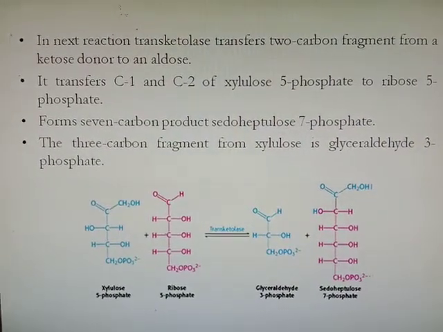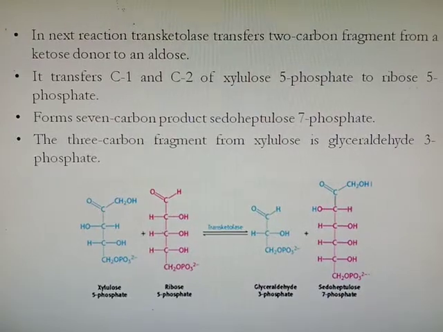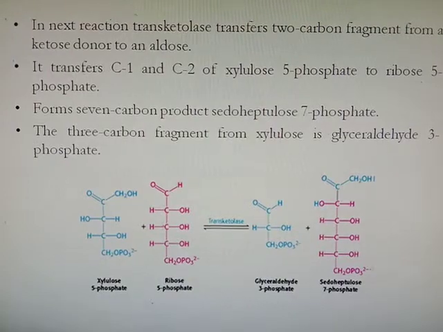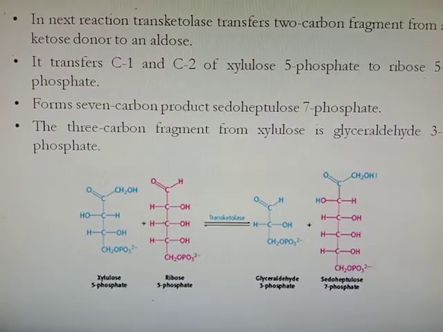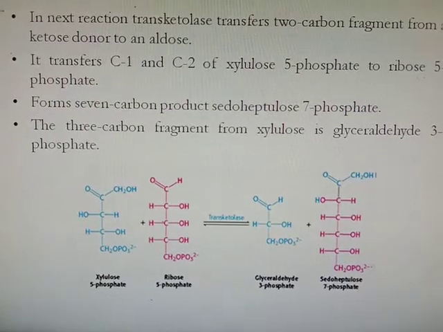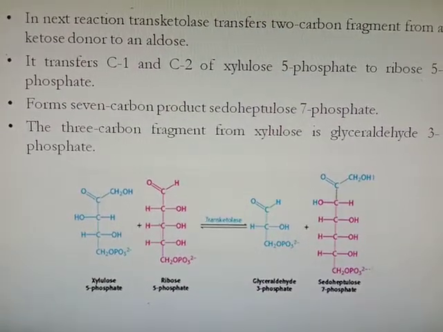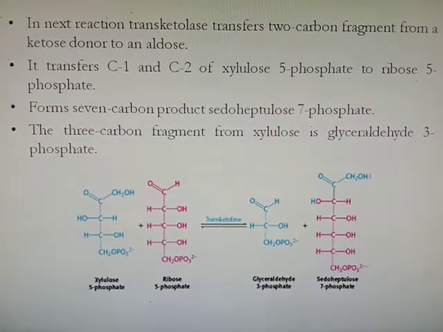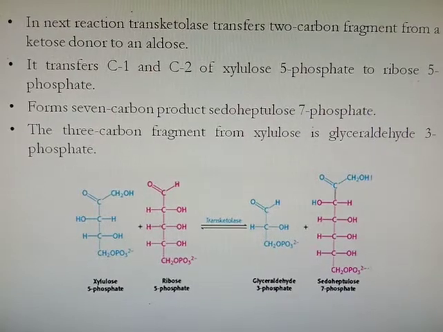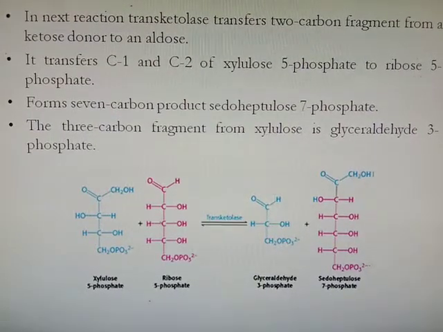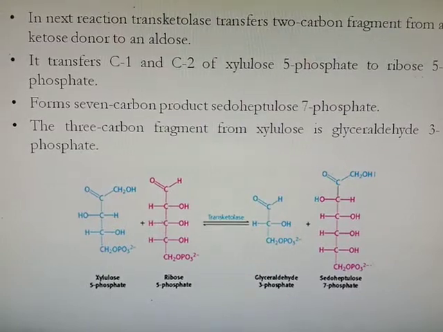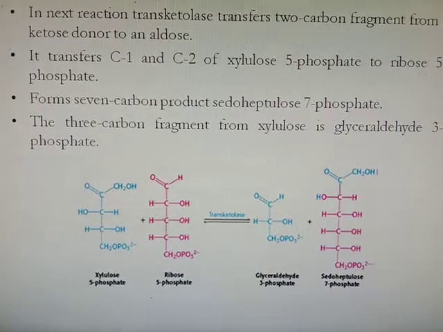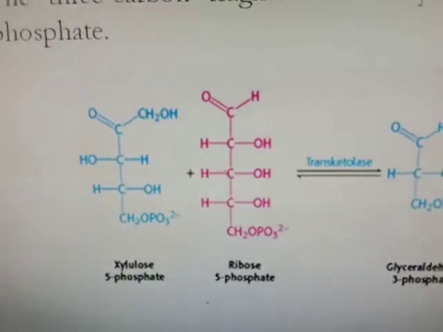In the next reaction, transketolase enzyme will transfer a 2-carbon fragment from a ketose donor to an aldose. The ketose donor is xylulose, whereas the aldose is ribose. So transketolase will transfer carbon 1 and carbon 2 of xylulose 5-phosphate to ribose 5-phosphate, resulting in the formation of a 7-carbon product called sedoheptulose 7-phosphate, and the rest of the 3-carbon fragment from xylulose is called glyceraldehyde 3-phosphate. Now we will explain from the image.